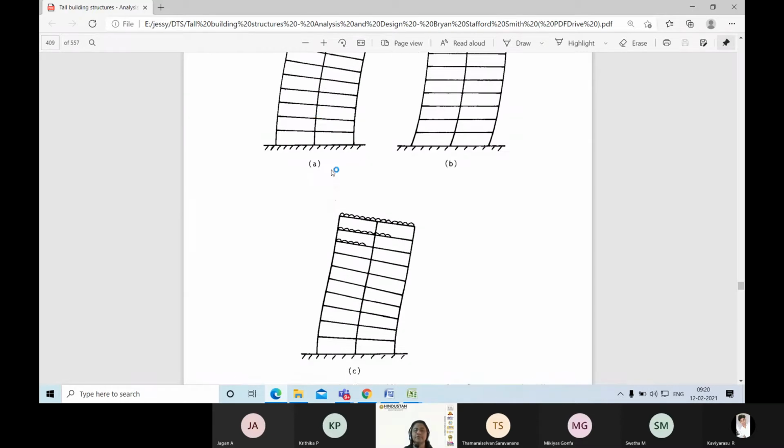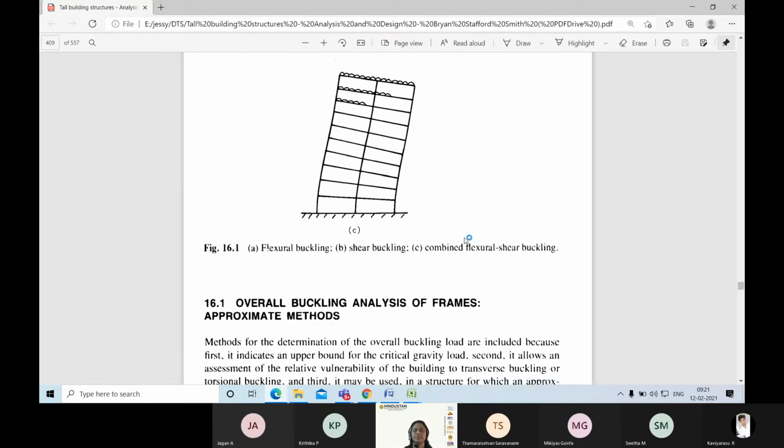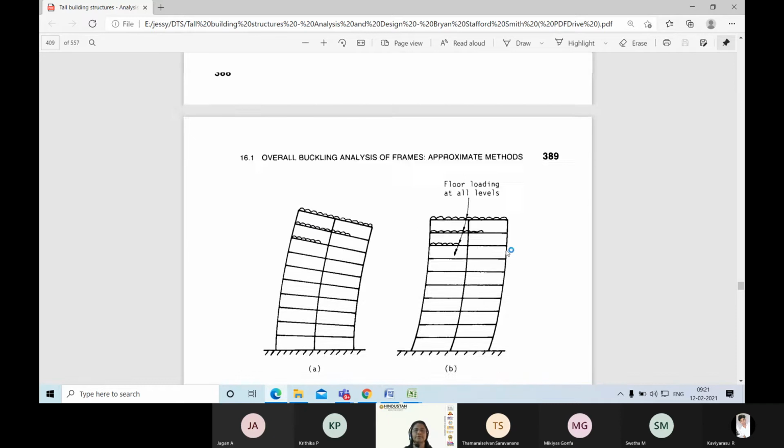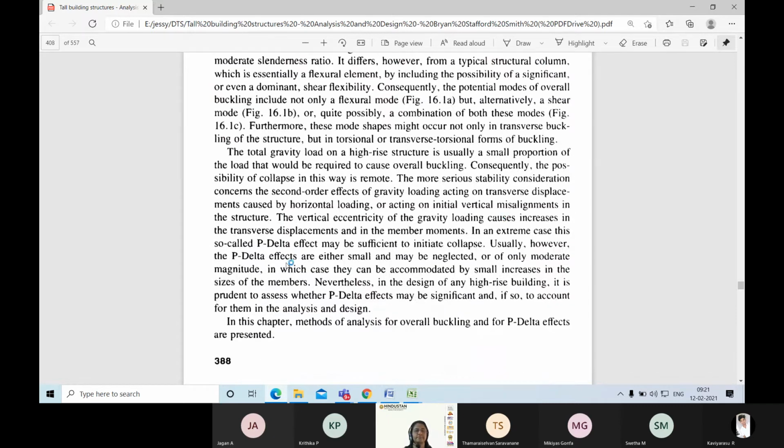So flexural buckling is not sufficient. Shear buckling also will affect the structure, but most probably when we do the analysis, we combine these two and take it as a combined mode of buckling. That is what is given here: flexural buckling, shear buckling, combined flexural shear buckling. That is what is mentioned here.